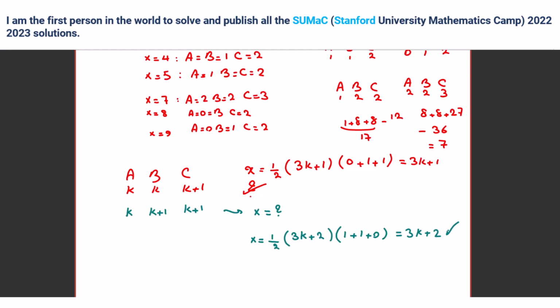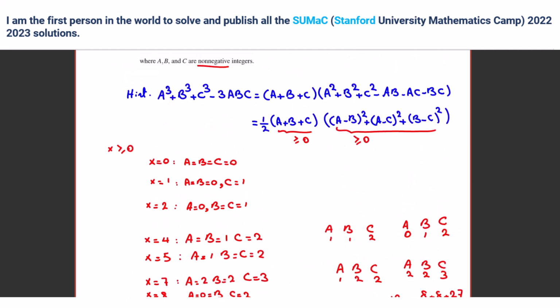So what numbers are left? Sorry, can you say it again? What numbers are left to check? We have to try 3k plus. Hold on one second. 3k plus 1, 3k plus 2, 3k. Yes.